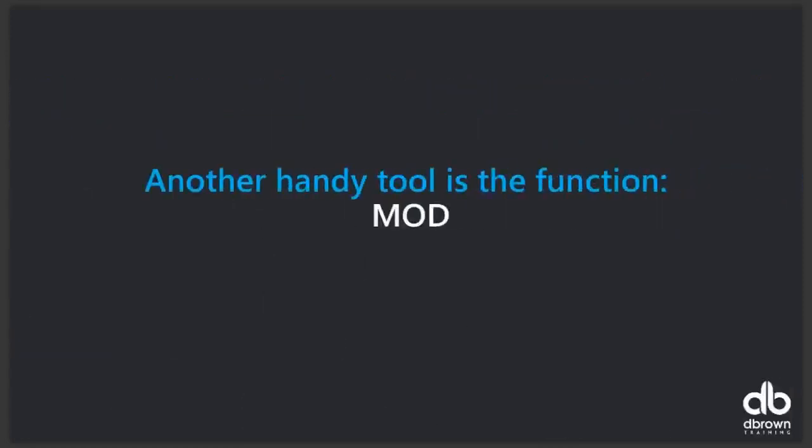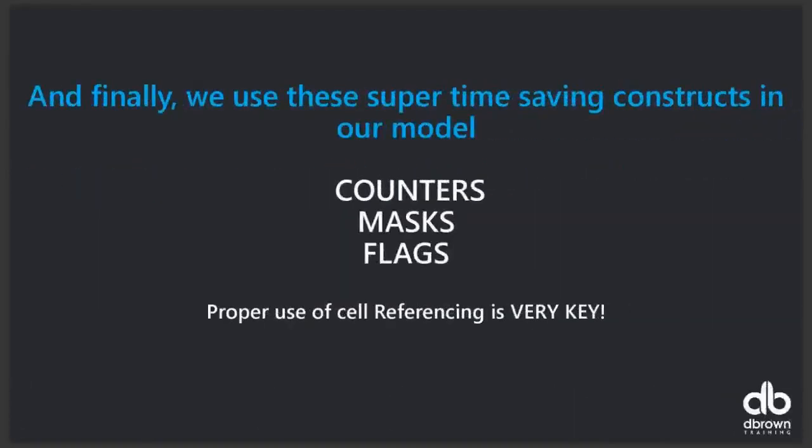So yes, another handy tool is the MOD function. MOD is when you do a calculation like a number divided by another number, you get a remainder. That remainder is what MOD uses. I use this a lot when I want to identify time periods like quarters, every quarter, semi-annual time periods and stuff like that. So we'll see how that works.